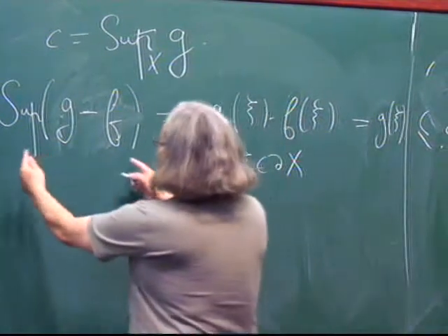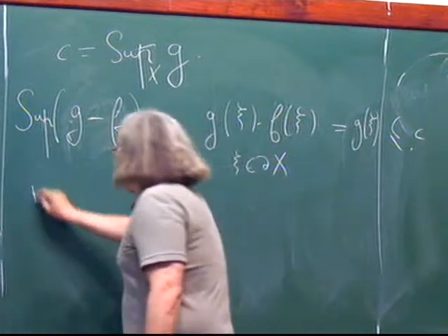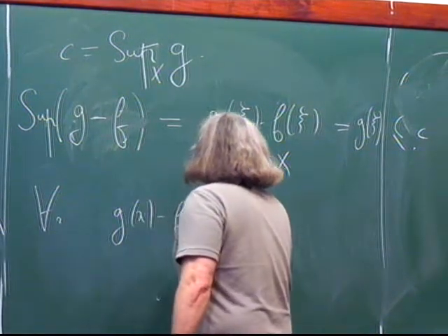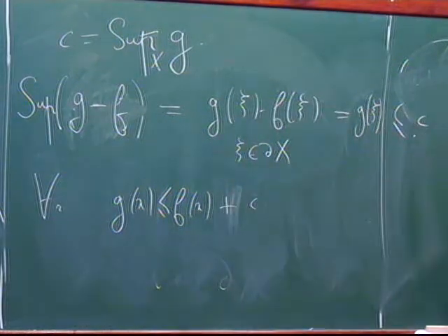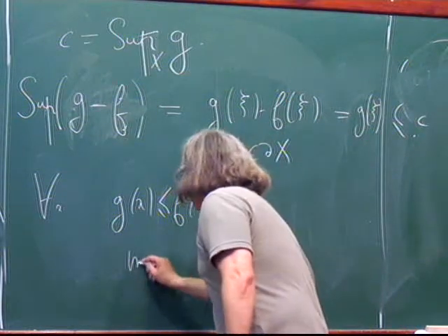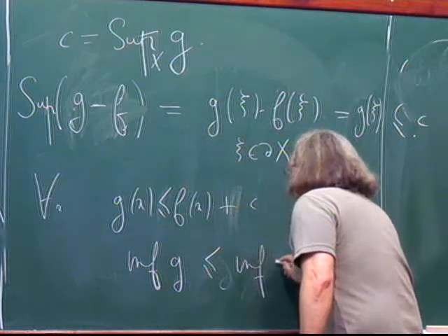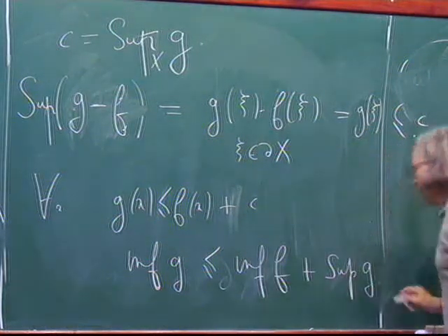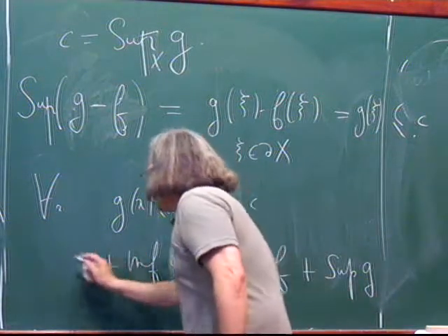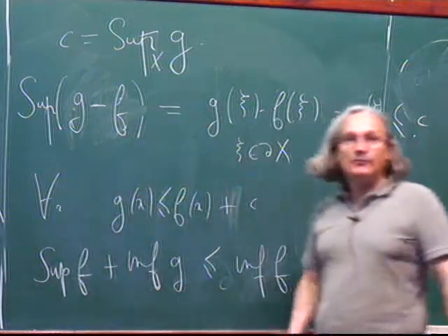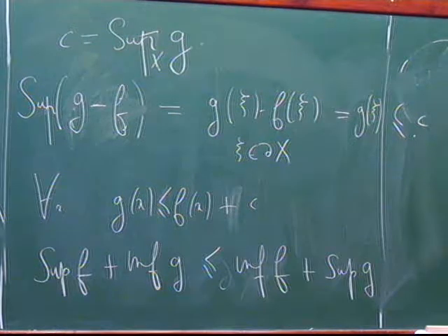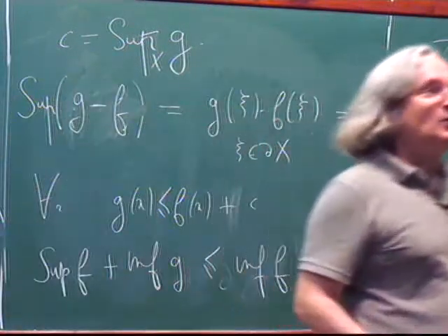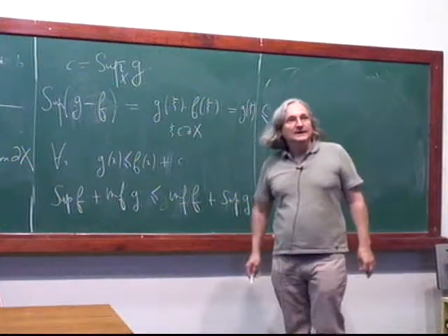Well, so this inequality, sup of g minus f less than C, means that for every x, g of x minus f of x is less than C. Which means that g of x is less than f of x plus C. Which means that the infimum of g is less than the infimum of f plus C, the supremum of g. But then I can add here the supremum of f, since the supremum of f is 0. And this inequality is exactly what I wanted. Okay? So just playing games with the positivity of harmonic functions and the maximum principle, you get immediately this condition.